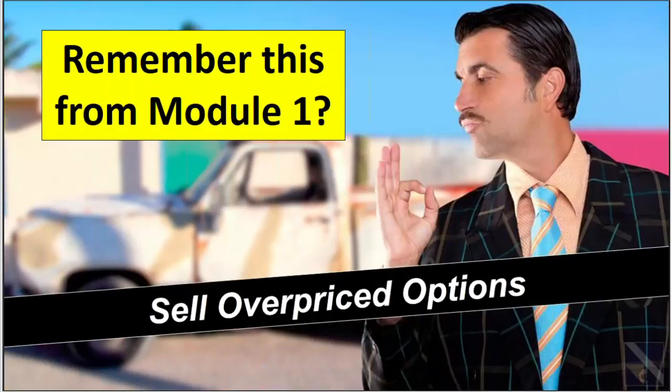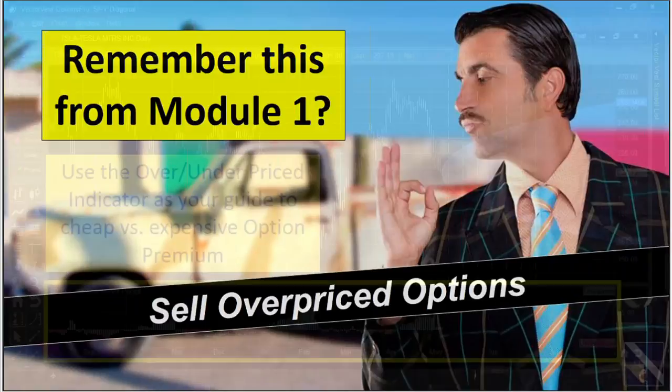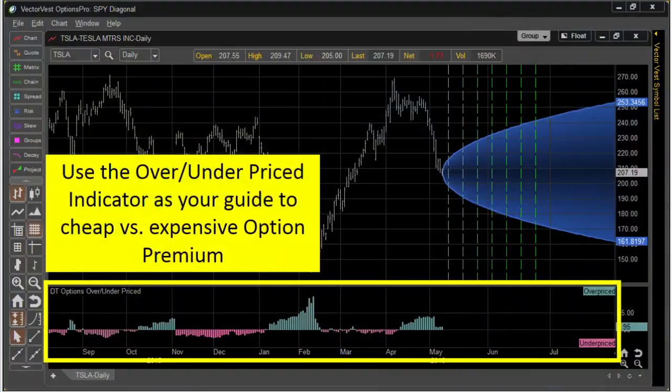Remember this guy? We talked about this in Module 1. You want to focus on selling expensive things. You want to get juicy premiums. And in order to do that, we've got to look at the volatility. Now, this was the indicator that we introduced to you guys back in Module 1. This is the over and underpriced indicator, and it's your guide to cheap versus expensive option premium, okay? All this indicator is, it's nothing fancy. It is simply the difference between historical volatility and implied.